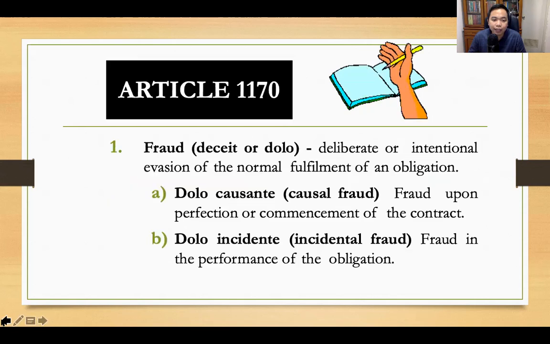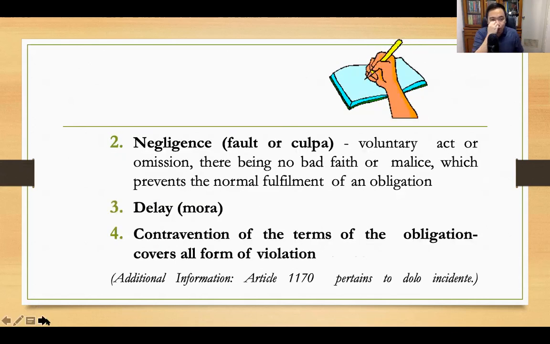Going back, class, with causal fraud or fraud in the perfection of the contract, you are liable to pay damages. But fraud upon perfection or commencement of the contract is also a ground to annul the obligation, making the obligation voidable. On the other hand, if it's fraud in the performance of the obligation, it is not a ground to annul the obligation but to pay damages. You are liable to pay damages.